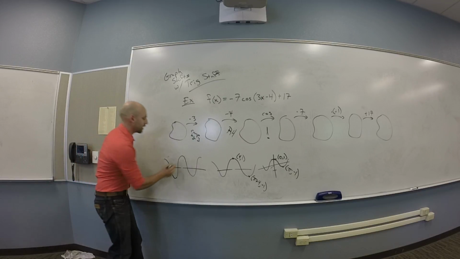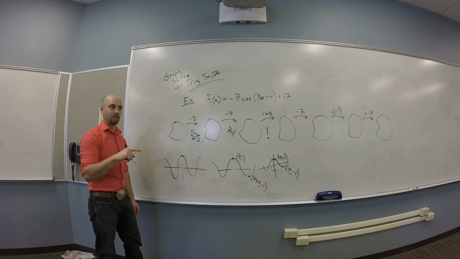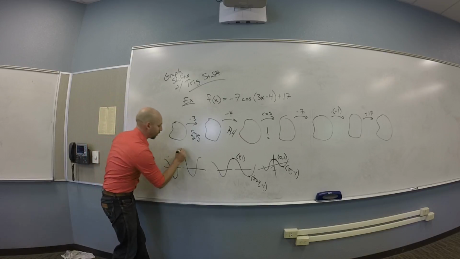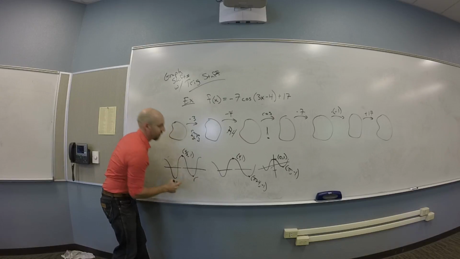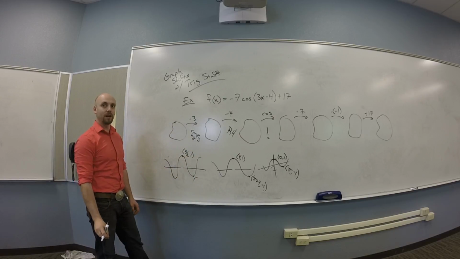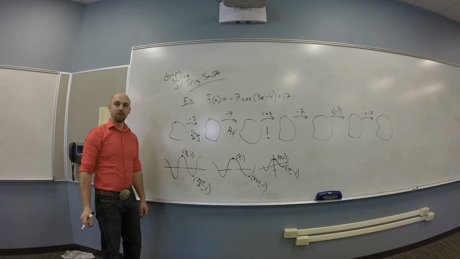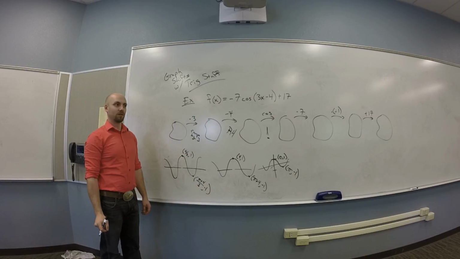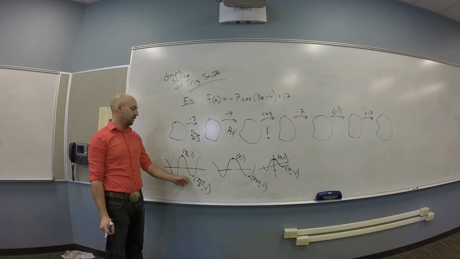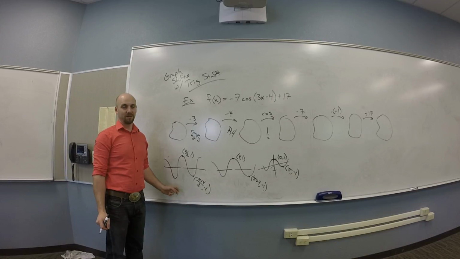Where's this guy now? It was at (4, 1), and now it's at (4/3, 1). This guy was at (pi + 4, -1), and now it's at ((pi + 4)/3, -1). Now that I've taken care of the x stuff, what do I do? The y stuff, the vertical stretch.